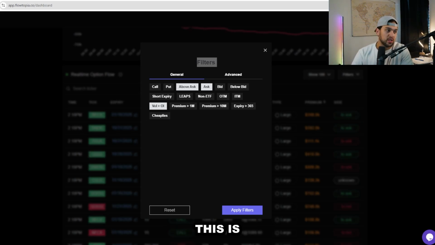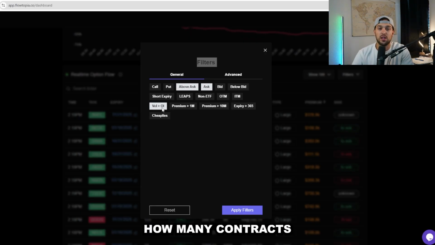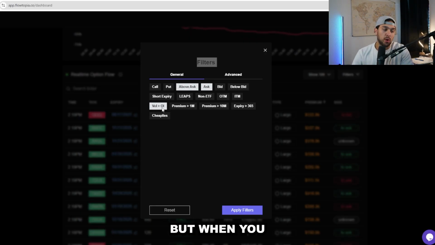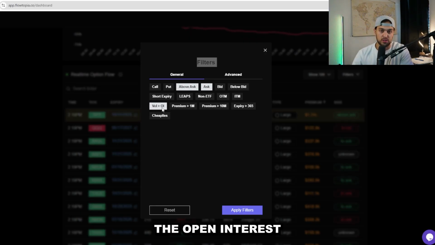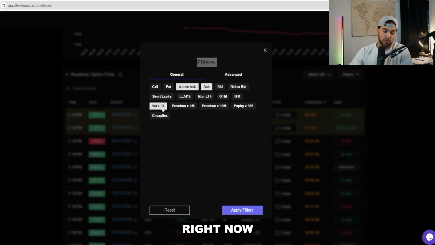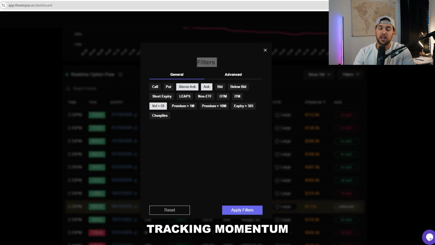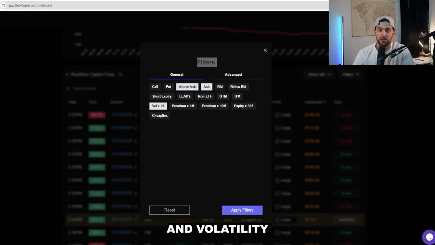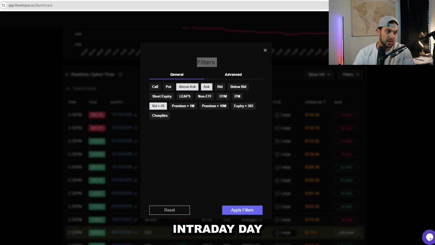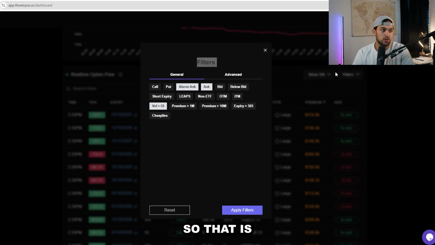So the reason why we do this is because open interest shows you the activity in the past. How many contracts are already opened? But when you see volume going over the open interest, that means in real time, right now, there's more contracts being added into that specific contract. So when you're tracking momentum and volatility, you want to watch volume in real time, because if you're intraday day trading, intraday swing trading, whatever it might be, volume is going to really tell you the story. So that is why we want to see volume over open interest.